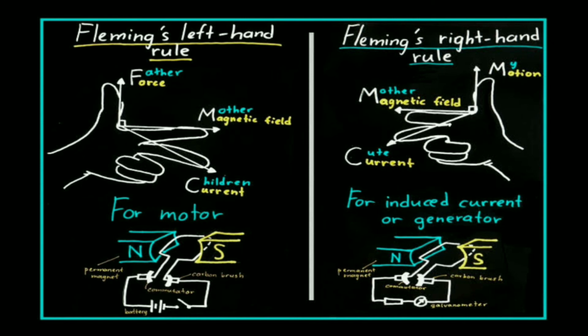The working difference between the generator and motor is that a motor works on Fleming's left hand rule while a generator works on Fleming's right hand rule.